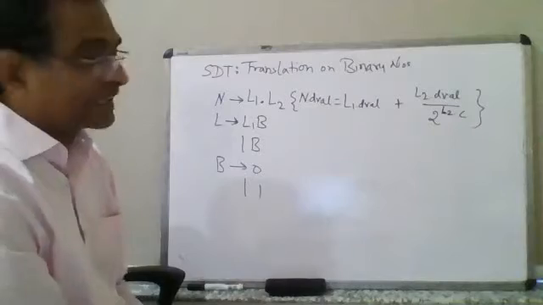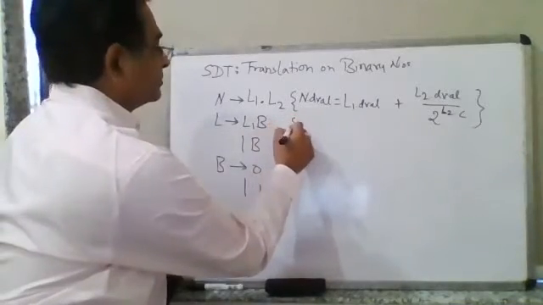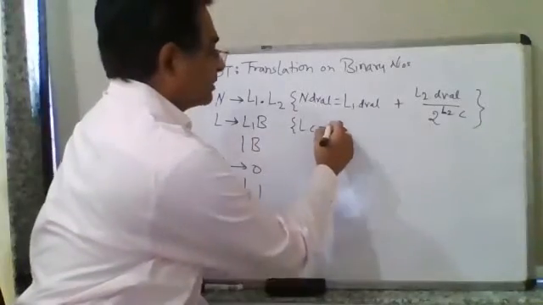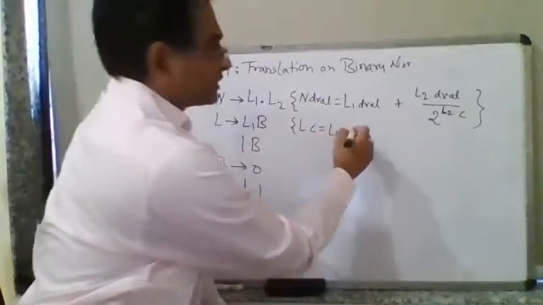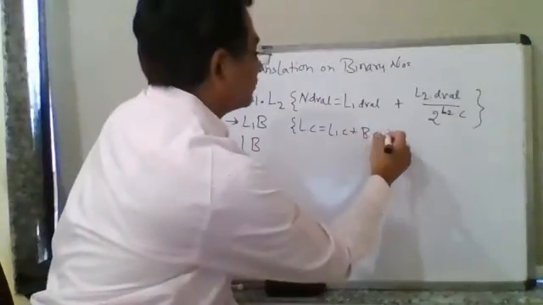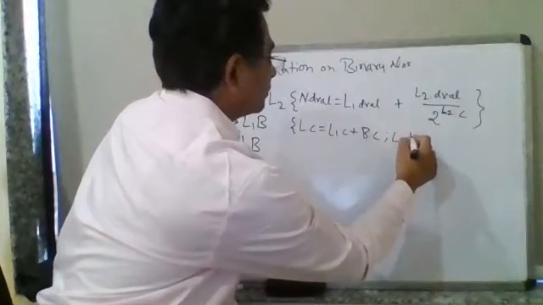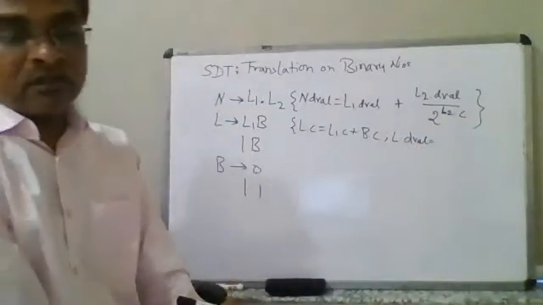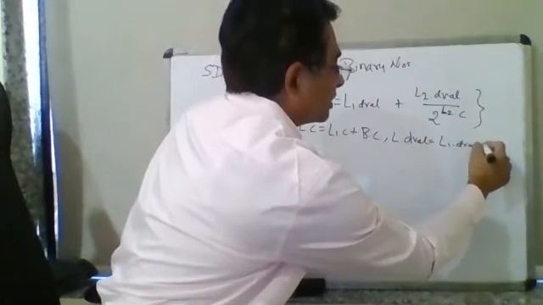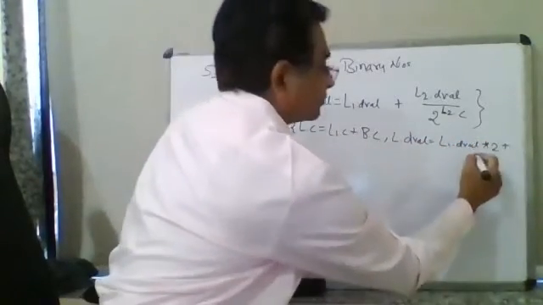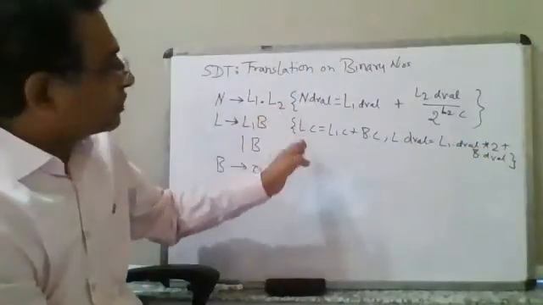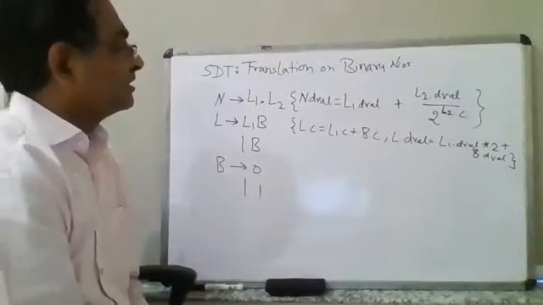So what about this second production? So L tends to L1 B, I need to have the count also. So L dot C is equal to L1 dot C plus B dot C will be the required part for the count part, right? And as far as the decimal value is concerned, L dot decimal value is equal to L1 dot decimal value. We know it has to be multiplied by 2 plus B dot decimal value. So B dot decimal value, right? In this way, we are calculating the count also, and we are calculating the decimal value of the binary number also, right?